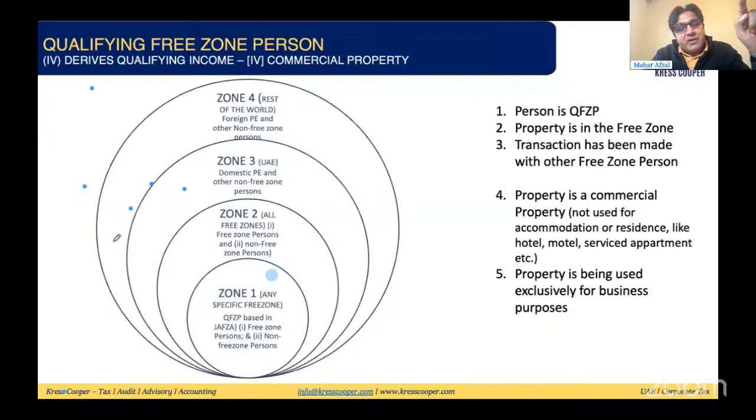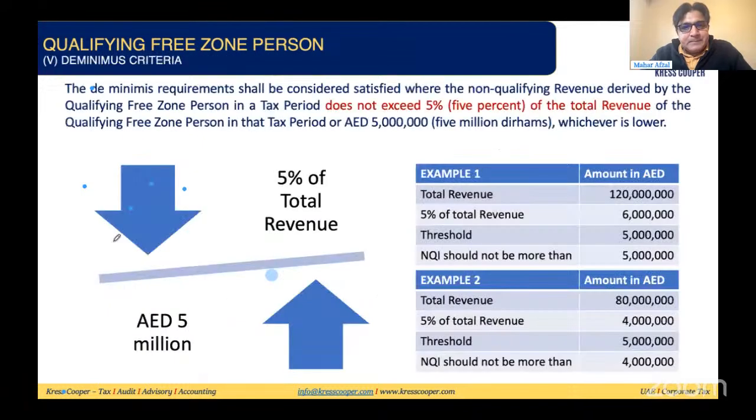Income that is being generated from the domestic PE and foreign PE is straightforward subject to tax at 9%. So basically, that income of the qualifying free zone person will be straightforward subject to tax at 9%. Remaining income will be qualifying income. It will be zero rated. There is no concept of 9% up to 375,000. Just keeping this in mind as well. So this is the basic criteria for the de minimis criteria: 5% of the total revenue or 5 million, whichever is lower.